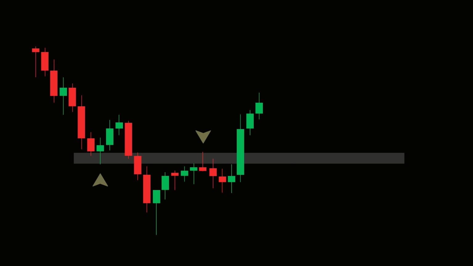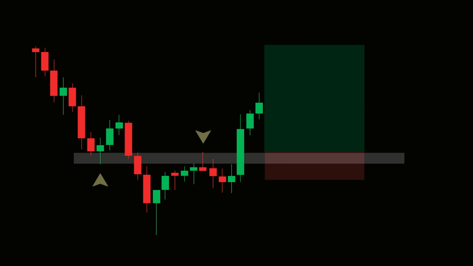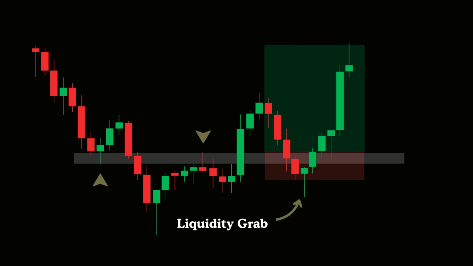If they plan to buy the asset, they need available sellers in the market, in other words, liquidity. When retail traders enter at this point, they often set their stop losses just below the level. Smart money targets those stops to gather liquidity and execute their own buying orders.